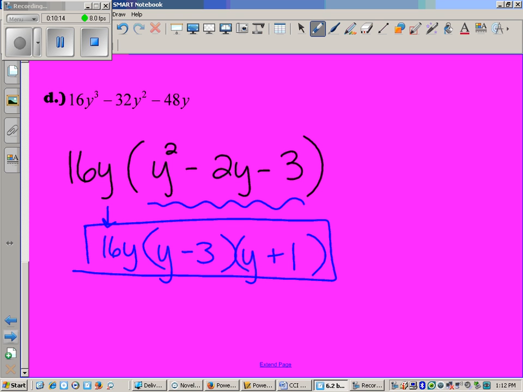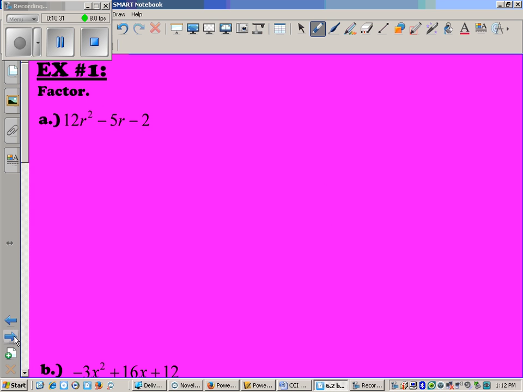Again, make sure you don't forget about your GCF. The 16y is part of your answer, so please make sure that you carry it down. You will get points marked off if you don't have your GCF out in front. Okay? So that's basic factoring. If there were 3 terms, we need to try and break it down by basic factoring. Sometimes, though, basic factoring doesn't work.